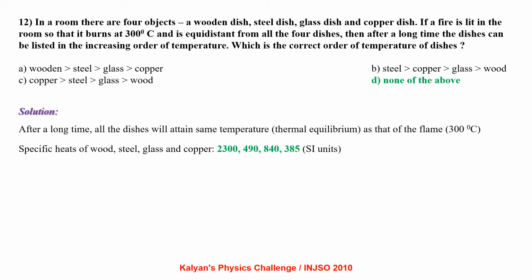After a long time, all the dishes will attain the same temperature, that is, they will come in thermal equilibrium with the furnace, which means they will attain a temperature of 300 degrees centigrade. For reference, the specific heats of wood, steel, glass, copper are 2300, 490, 840 and 385 respectively in SI units.